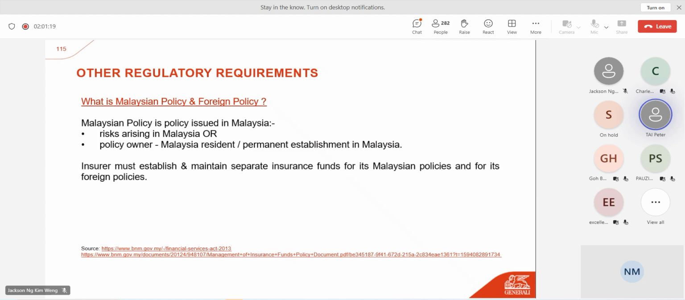whenever we do business, we must have risk awareness. If he's a Malaysian resident, we must have a fund for their claims, and likewise for foreign policy. But like I say, foreign policies always look at nationality. If they are from the sanction list countries, the 29 of them, please avoid doing business with them.